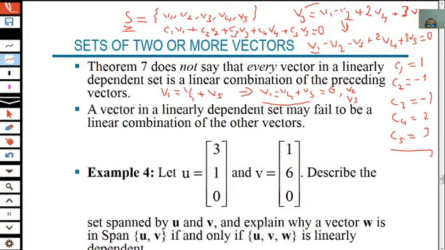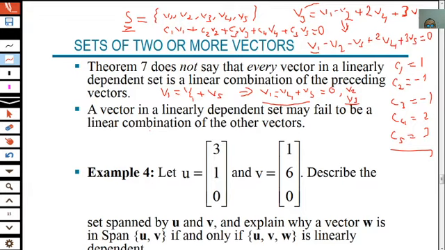Therefore, Theorem 7 does not say that every vector in a linearly dependent set is a linear combination of the preceding vectors. If you have a linear combination for just one of them, like this one, it is enough to say that the set is linearly dependent. We don't need to find any information for the others.